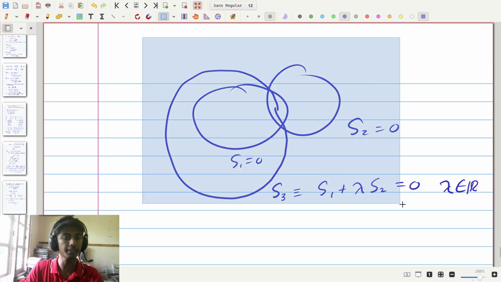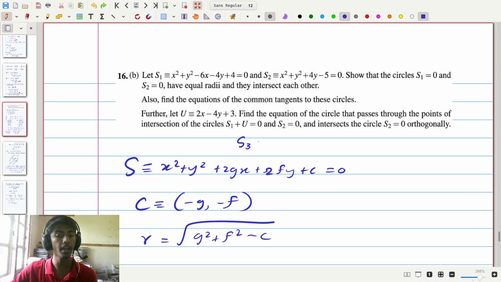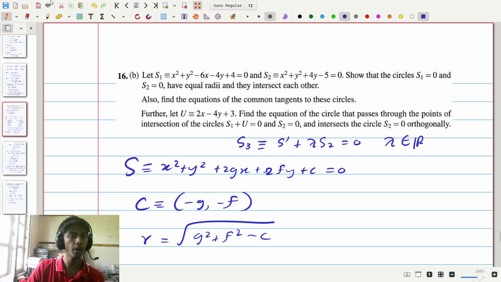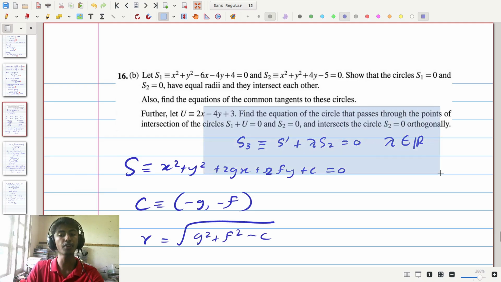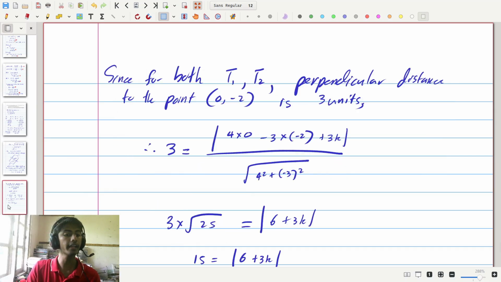Now according to that, if we go up and consider what we're given, we can see for this particular situation, since our third circle here, which I'm going to call s3, passes through the intersection of these two circles, then we can say s3 must be given by this circle, which I'm going to call s dash, plus lambda times this circle, or lambda times s2 equals 0, where lambda is some element of the real numbers. Now according to that, going down, what I'm going to do first is to find s dash, and then I'm going to substitute in that equation and get my answer.